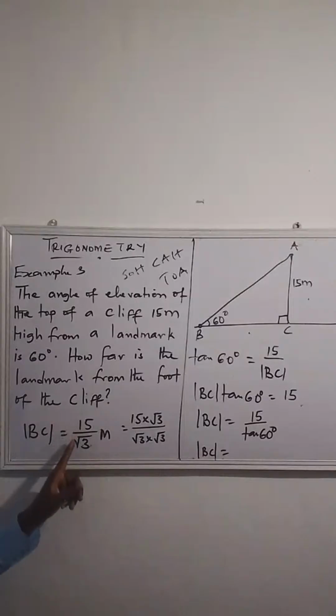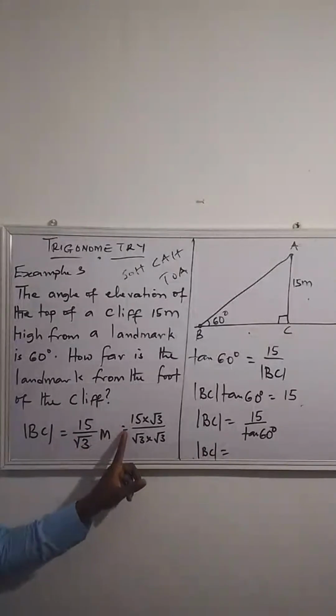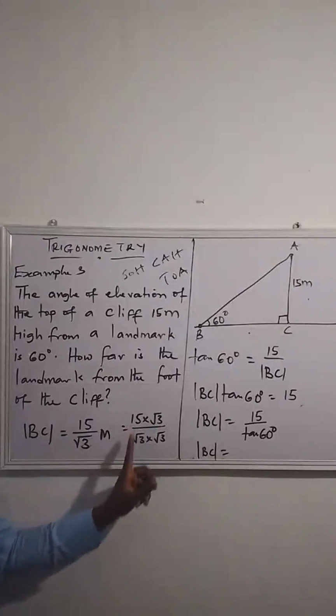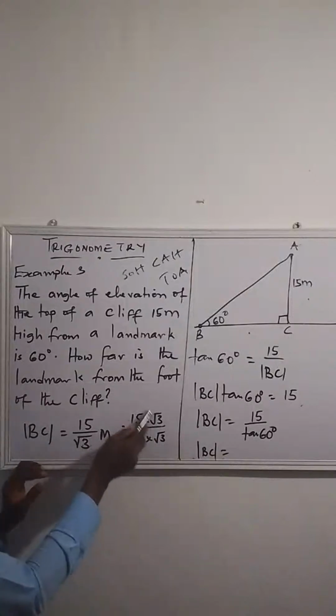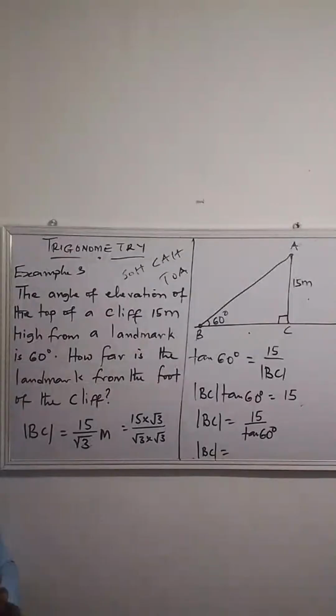Now we have 15 over square root of 3. So now I said it's the same thing as 15 times square root of 3 over square root of 3 times square root of 3, because this cancels this. We still have 15 over square root of 3.